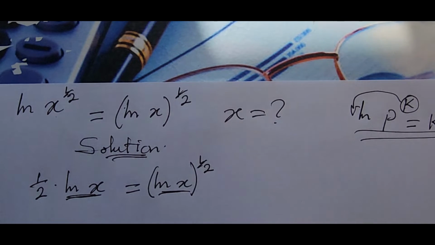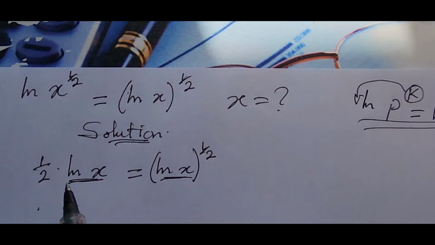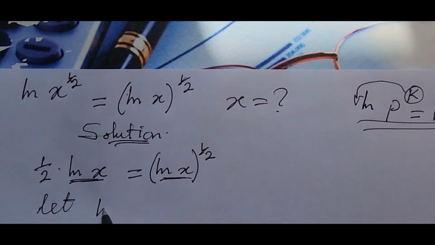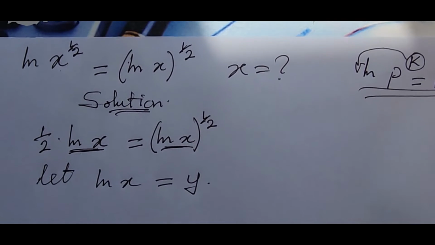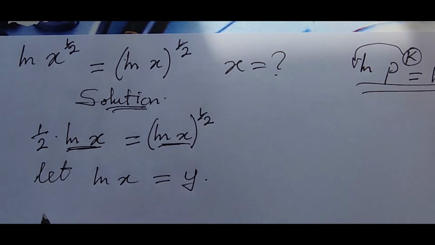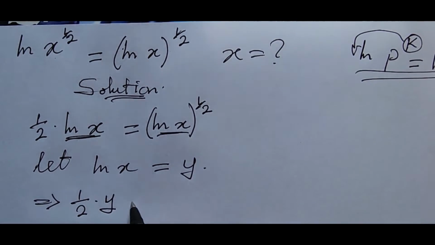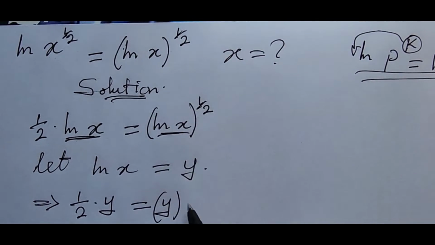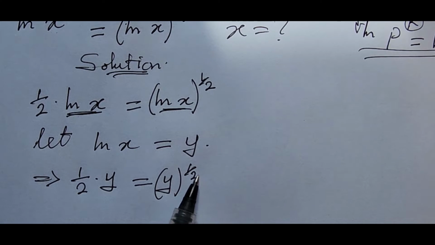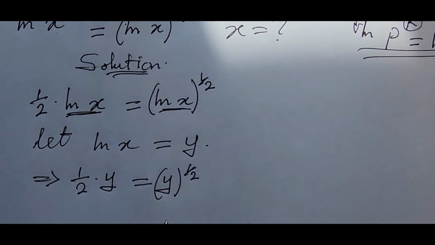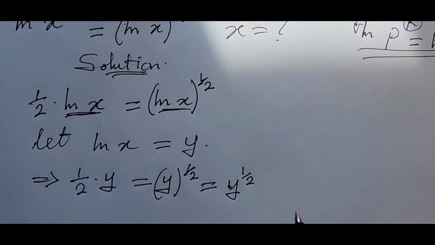And how do I mean? Let's bring in another alphabet to represent ln of x here and here. So here we can say, let the ln of x be equal to, let's take y. So wherever we see ln of x, we put in y. This now implies that 1 over 2 times y is equal to y all raised to the power of 1 over 2. We have to use this to open up this, and this could be written as y all raised to the power of 1 over 2.